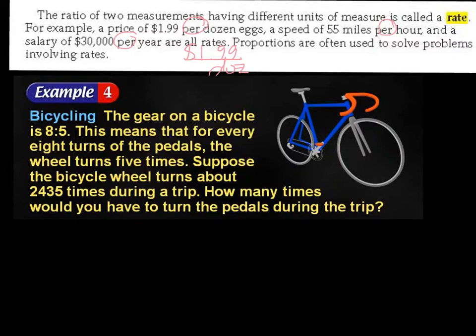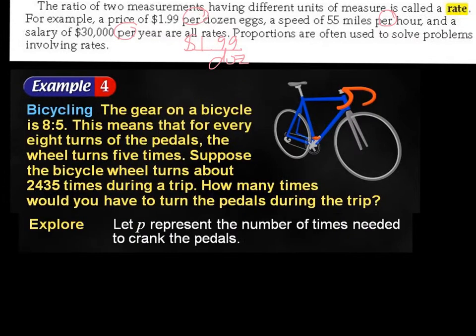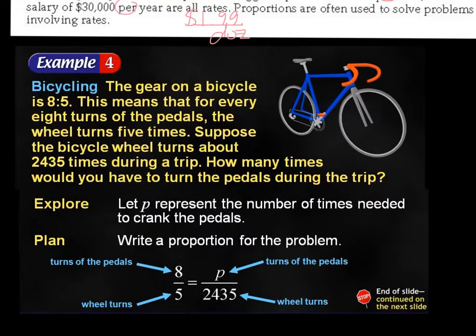The gear on a bicycle is 8 to 5. This means that for every 8 turns of the pedals, the wheel turns 5 times. Suppose a bicycle wheel turns about 2,435 times during a trip. How many times would you have to turn the pedals during the trip? If we define the variable by letting p represent the number of times needed to crank the pedals, our proportion would be 8 turns of the pedal to 5 wheel turns equals p for pedal turns to the 2,435 for the wheel turns.